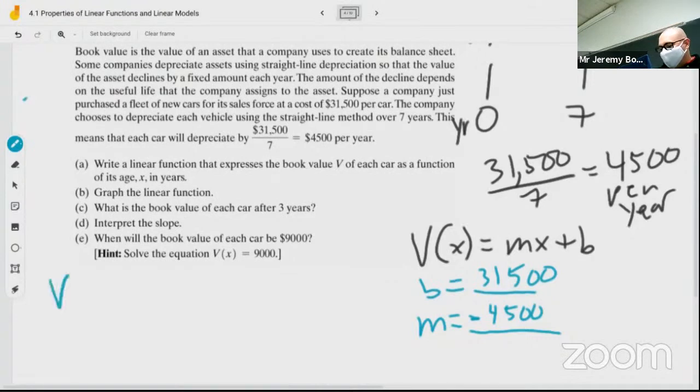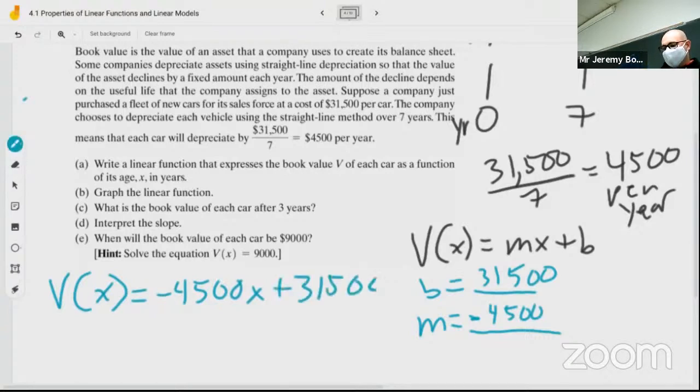So our function is going to be v of x is equal to negative 4,500x plus 31,500. Any questions on that?